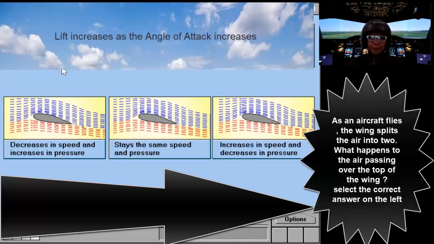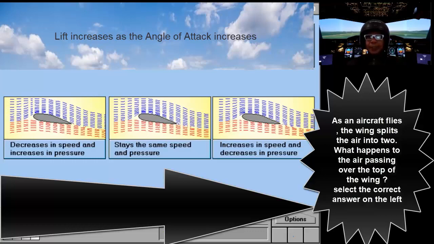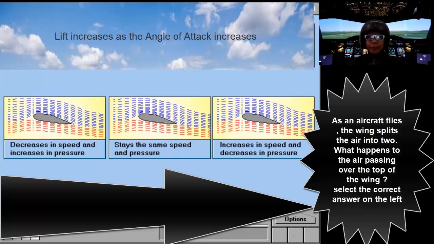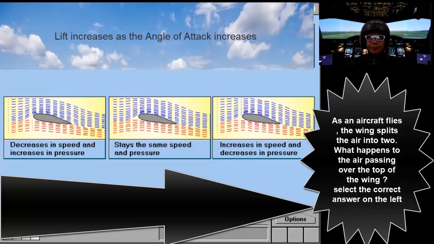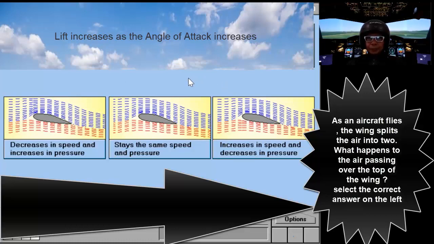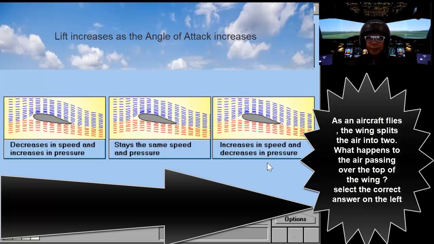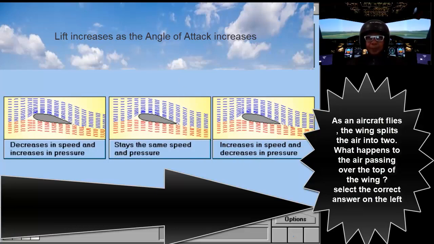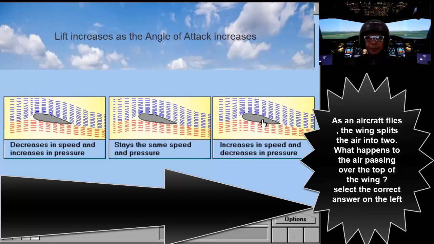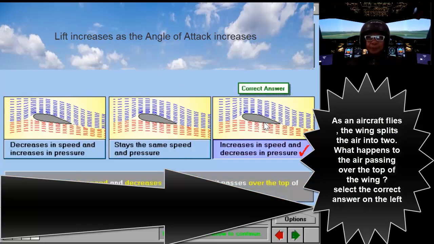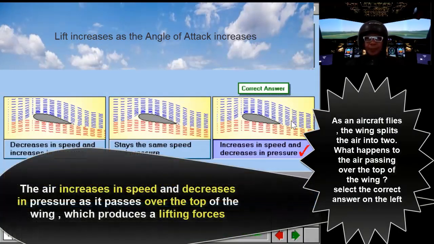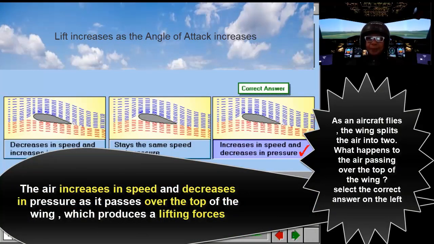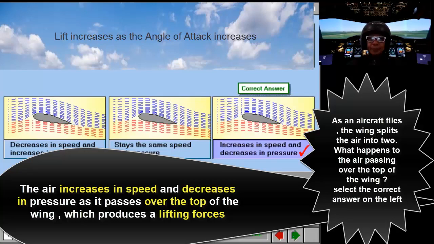So, for example, this is the question. As an aircraft flies, the wing splits the air into two. What happens to the air passing over the top of the wing? So, where is the correct answer? Of course, increase in speed, yeah. The air passing over the top of the wing will increase in speed and decrease in pressure. So this is the correct answer on the right-hand side, which produces a lifting force.